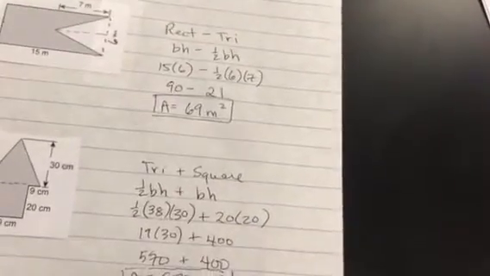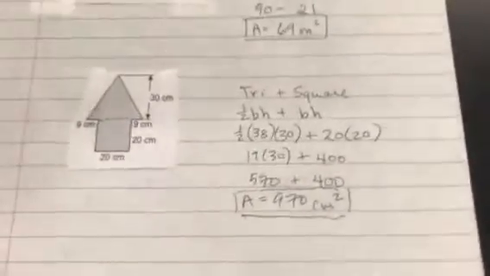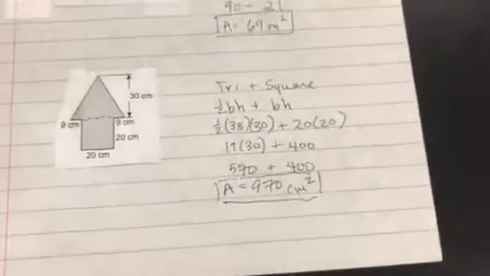Hard to box it when you're holding the phone with one hand. All right, so that would be 970 centimeters squared.